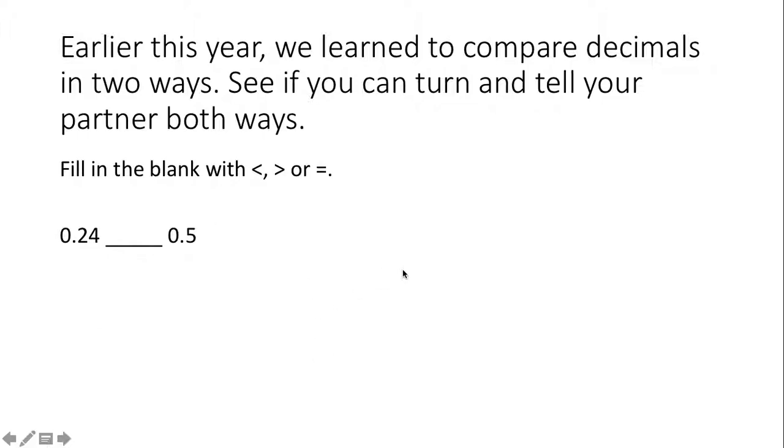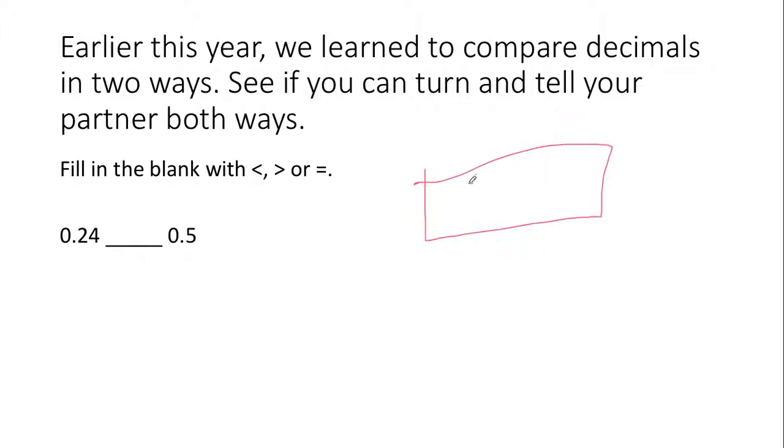Earlier this year, we learned to compare decimals in 2 ways. See if you can turn and tell your partner both ways. See what they can say. Hopefully someone brings up the same big idea that you've been reviewing the last 2 days, right? We can look in the biggest place. Be careful, right? It's not enough to just say one way we can do it is to line them up, right? Get to that big idea.